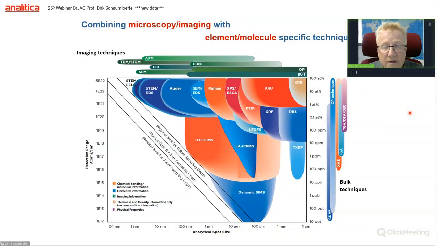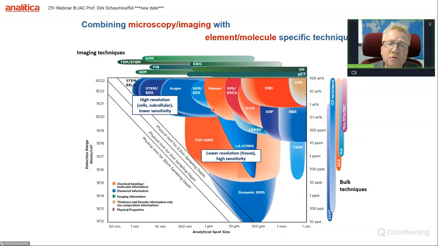And in this scheme, we can distinguish 2 areas. An area where we have a high resolution of the image, but normally lower sensitivity for the element-specific signal. So STEM-EDS has a very high resolution, but the sensitivity is more or less in the percentage range for element-specific signals. Then we have here techniques like laser ablation ICPMS. We have a lower resolution. It's better to only analyze the tissue, not the single cells, but we have a very high sensitivity for the element-specific signal.